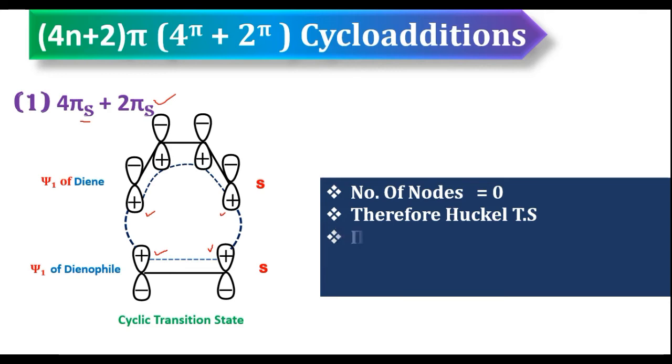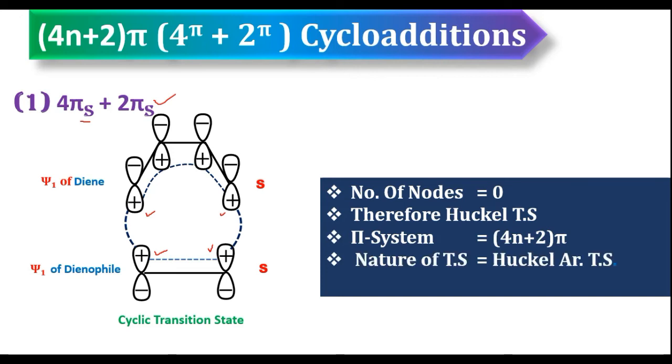That means this is a 4n plus 2 pi cycloaddition. So for a Huckel system with 4n plus 2 pi electrons, that is a Huckel aromatic transition state. The transition state is Huckel aromatic because Huckel 4n plus 2 belongs to aromatic, and Huckel 4n pi belongs to anti-aromatic. When the word aromatic is there, that is thermally allowed. So supra mode of addition is thermally allowed. So friends, this is about the supra mode of addition of the Diels-Alder reaction.